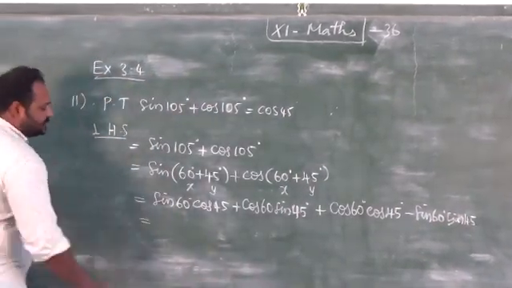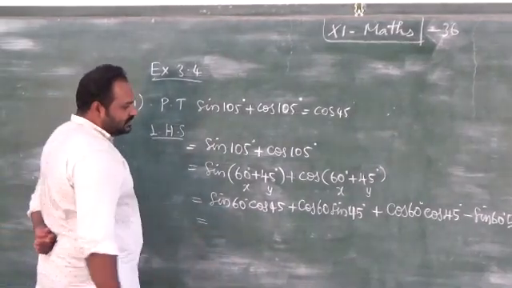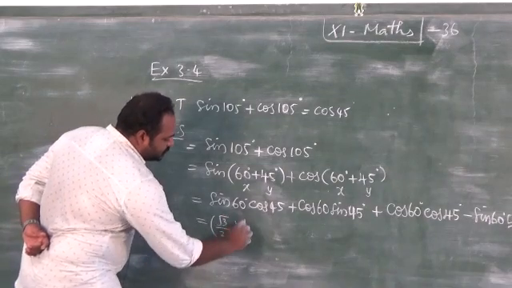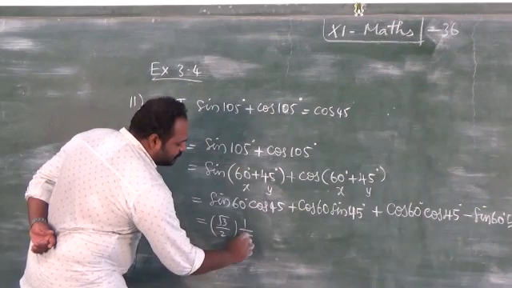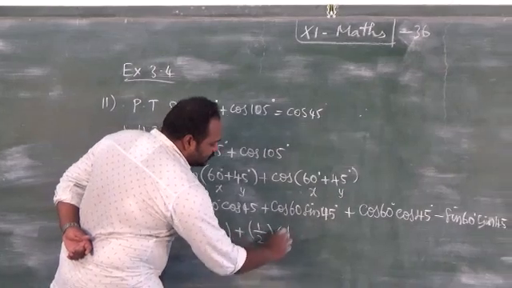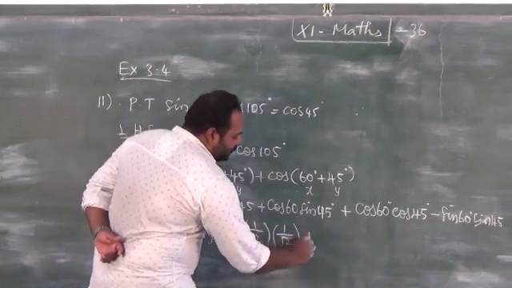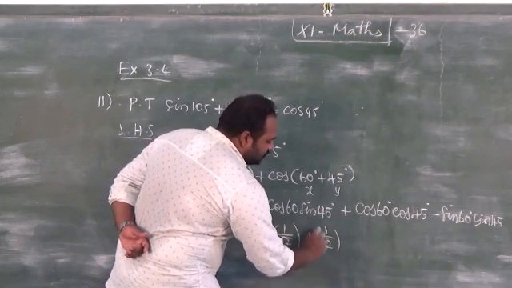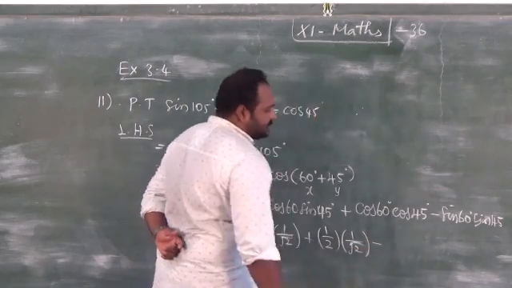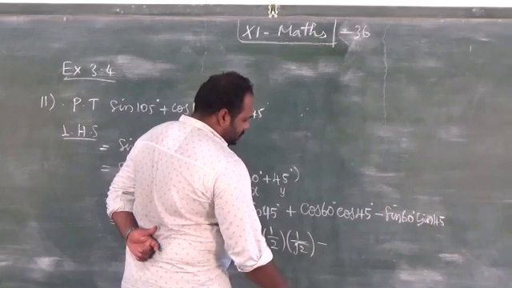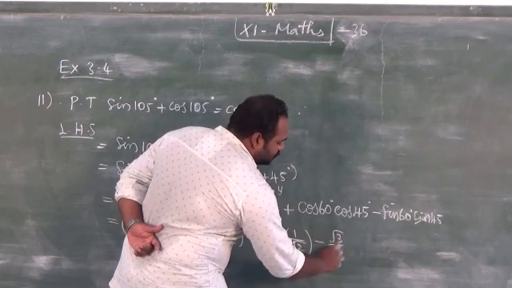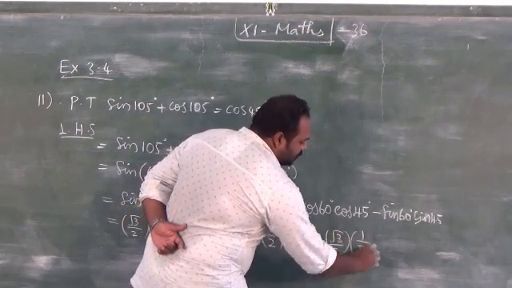Now we can apply the values here. The sin 60 value is root 3 by 2 into 1 by root 2 (sin 45), plus cos 60 value is 1 by 2 into 1 by root 2, plus cos 60 value is 1 by 2 into 1 by root 2 minus sin 60 value is root 3 by 2 into 1 by root 2.